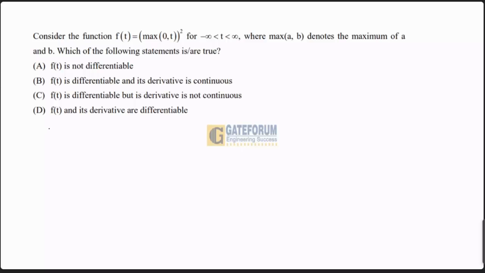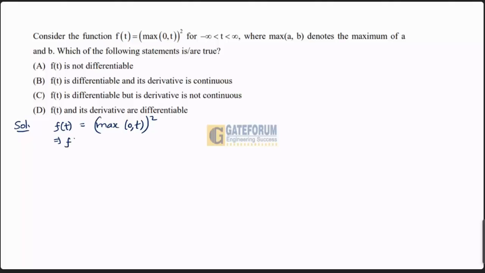This question is from engineering mathematics, from the topic calculus, subtopic limits, continuity, derivative, which is a 2 marks question. The solution is: so given f of t is equal to the maximum of 0 comma t, whole square, for minus infinity less than t less than infinity.